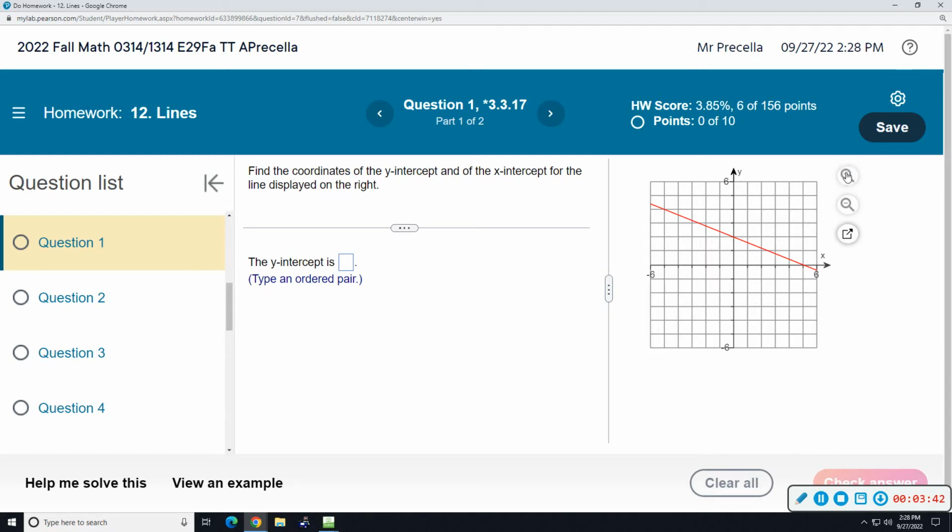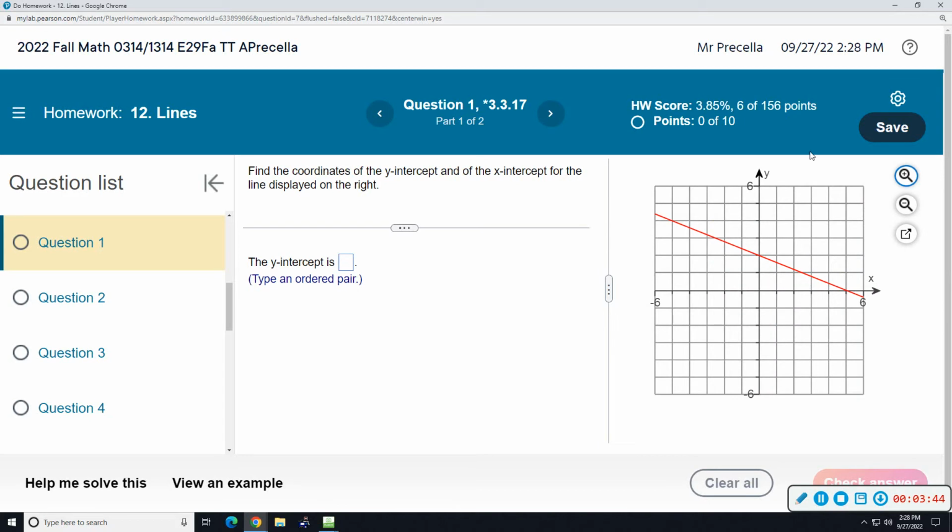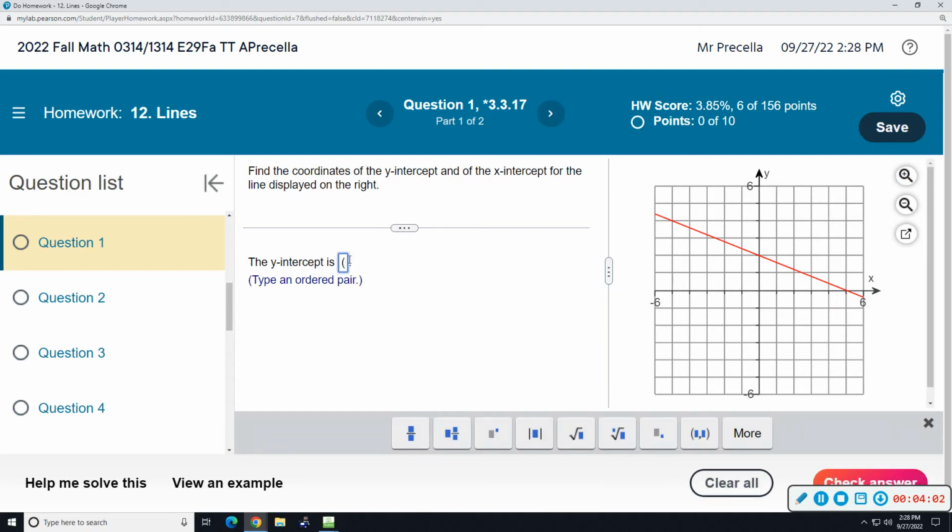Hold on, I'm going to pop this graph out. There, that makes it a little bigger. Okay, 1, 2, 3, 4. It looks like they're incrementing in units of 1. The y-intercept, where the graph passes through the y-axis, is right there. What are those coordinates? Okay, the x value is 0. If a point is on the y-axis, you can't move left or right. So for the y-intercept, the x value has to be 0, and in this case, the y value is 2.